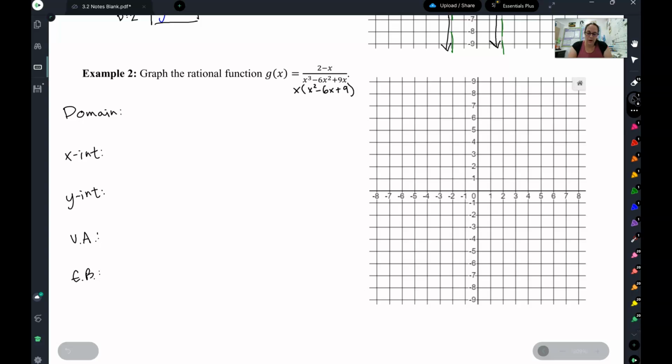Now I'm left with a quadratic. So I need to multiply to 9 and add to -6. That's -3 and -3. So this is x times (x minus 3) squared. This is going to be our first problem that has multiplicity on it. We have our first even exponent. So now that you have 2 minus x on top and x times (x minus 3) squared on bottom, pause the video, try finding the 5 rules on your own, and then come back to see how you did.